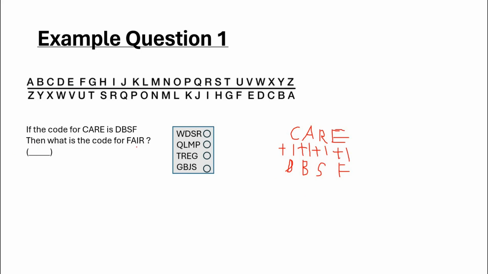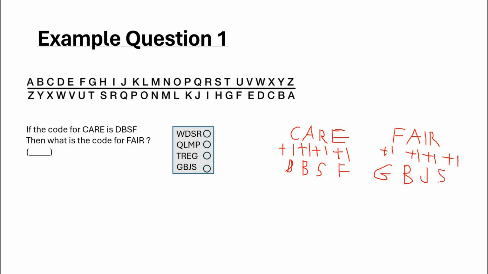So now you write your word fair. So yeah, there's the word fair. And then you write this pattern out underneath it. Plus 1, plus 1, plus 1, and plus 1. Okay. So F plus 1 is G. And A plus 1 is B. And I plus 1 is J. And R plus 1 is S.